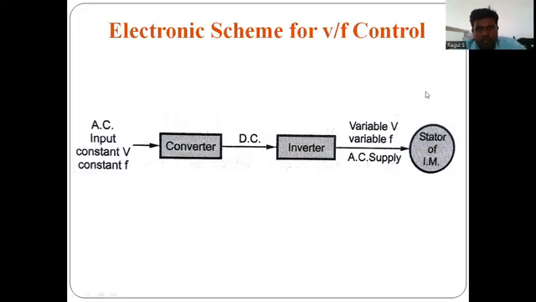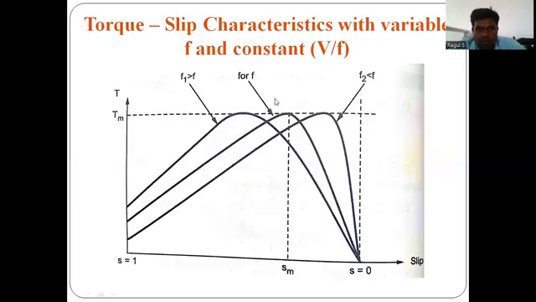This is the block diagram of V/f control. Here, the input AC supply has constant voltage and frequency. First of all, we are using a converter, which acts as a rectifier. The rectifier converts AC to DC. That pure DC is fed to the inverter. The inverter produces AC with variable voltage and variable frequency. That variable voltage, variable frequency AC supply is fed to the induction motor.